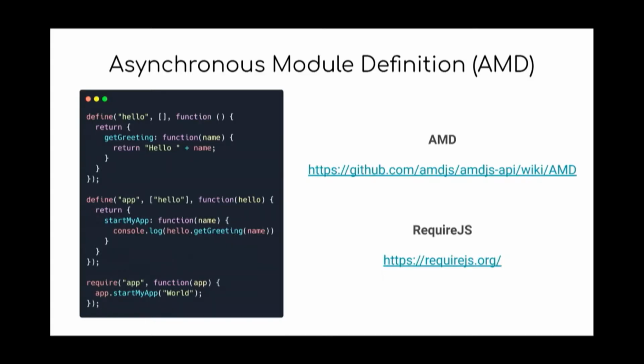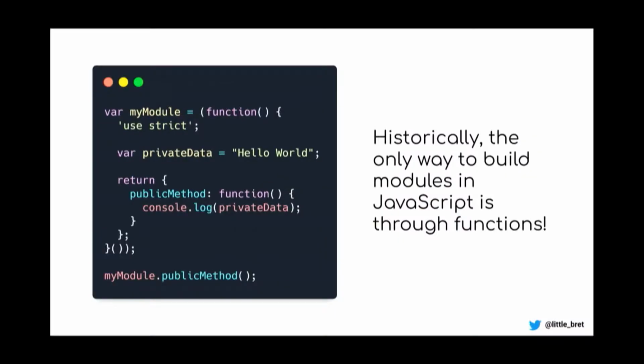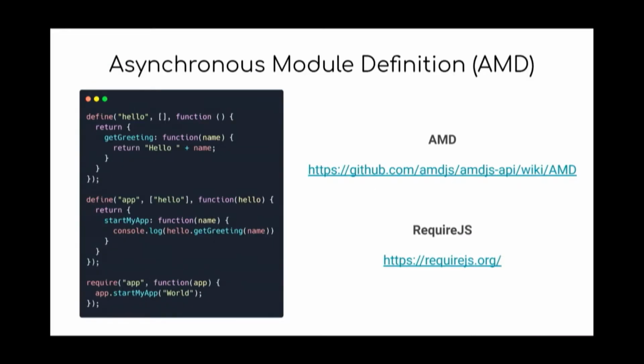Eventually, though, things evolved a little bit, and new technologies were developed, specifically AMD. Who here has heard of AMD? Okay, so AMD was a step forward in the evolution of modules in JavaScript. Rather than having this weird sort of thing, where defining dependencies between lots of modules can get hard, with AMD you can define dependencies very nicely.